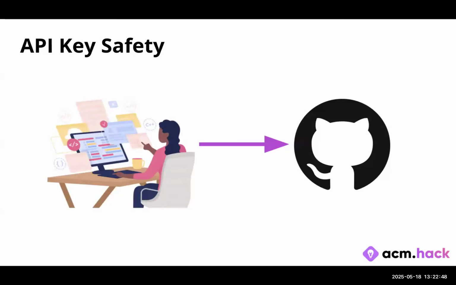A good thing to know is API key safety. A lot of times when you're programming, you're going to want to upload your code to GitHub or post it somewhere where people can see your code through repositories.